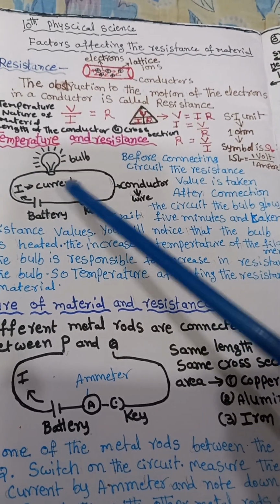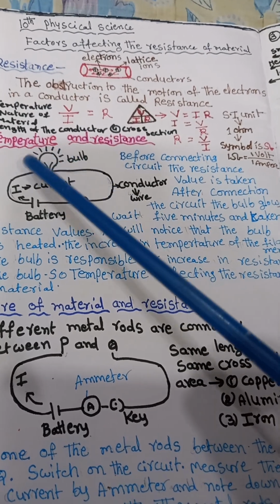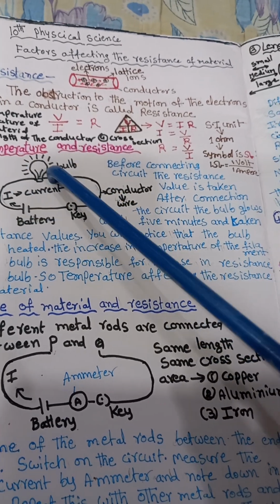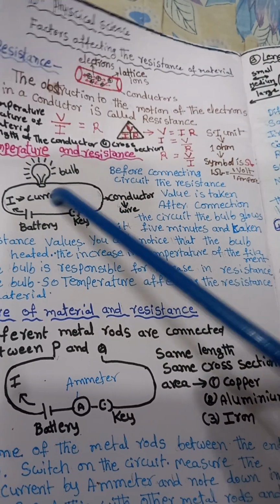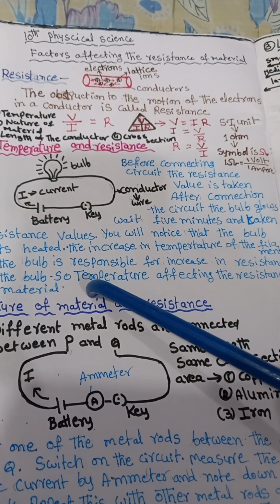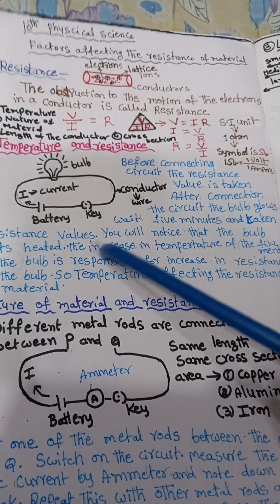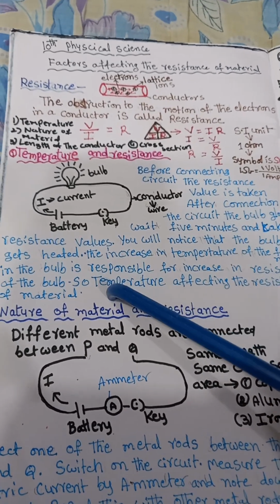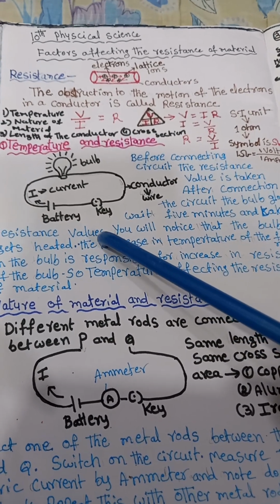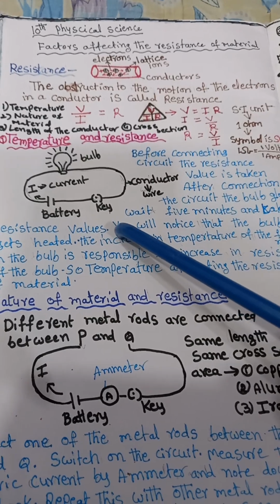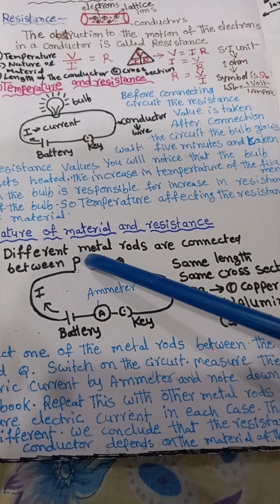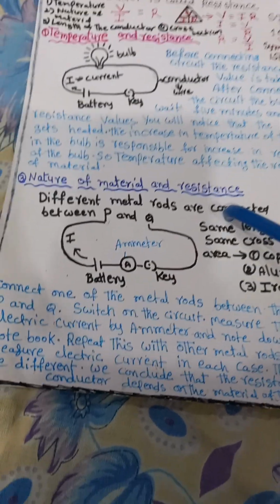After 5 or 10 minutes we observe that the bulb is getting heated. It means the temperature of the bulb has increased. Then we also observe the values of the resistance. Here we observe the resistance values have also increased. So we conclude from this activity that temperature affects the resistance of material. And the second one, nature of material and resistance.